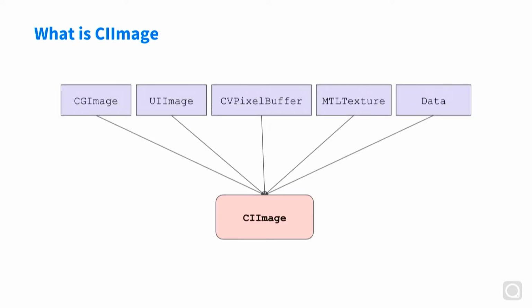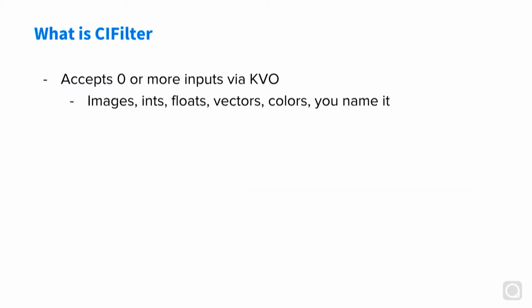The other thing that's cool about CoreImage, CIImage, is that pretty much every other framework that has an image data binding, CIImage provides a way to import it. So if you have a CGImage, UIImage, CVPixelBuffer from Core Video, Metal texture, just random data, you can create a CIImage with that data. So CIImage is kind of this one central point for collecting all your image data, and then you can use that to transform it. And you transform it using CIFilters.